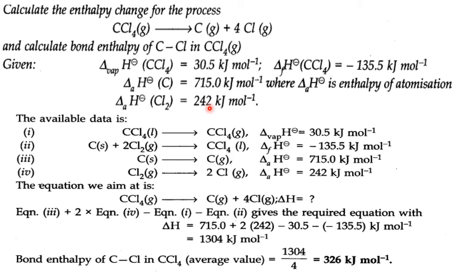Now I am writing the same here. CCl4 is normally obtained in the liquid form. To convert liquid carbon tetrachloride to gaseous carbon tetrachloride, we have to heat, we have to vaporize. How much energy is required for this? The energy change is 30.5 kilojoules per mole. Now, carbon reacting with chlorine to give carbon tetrachloride is the enthalpy of formation: 1 mole is formed from its constituent elements. That is also given here.